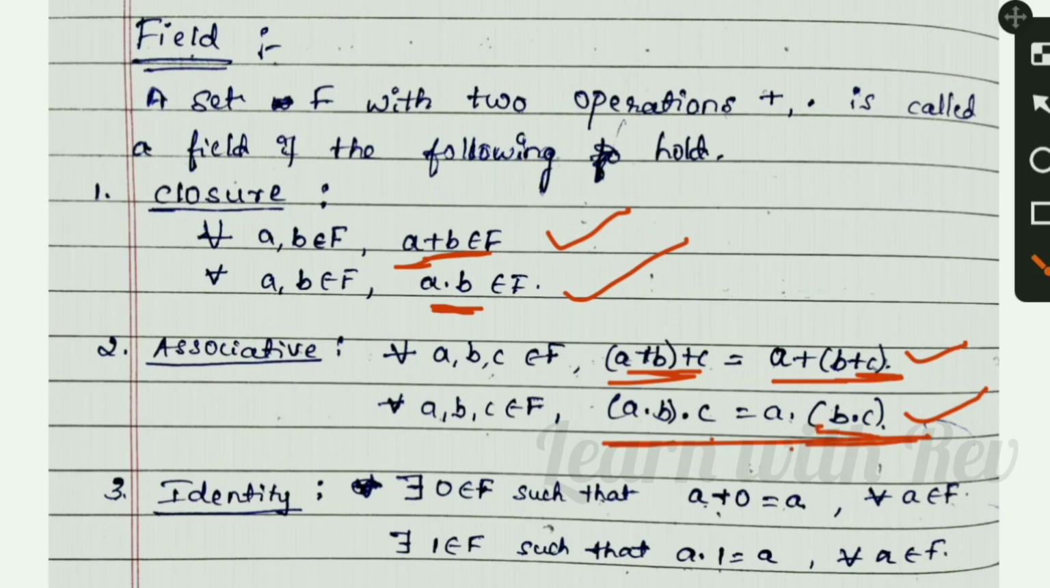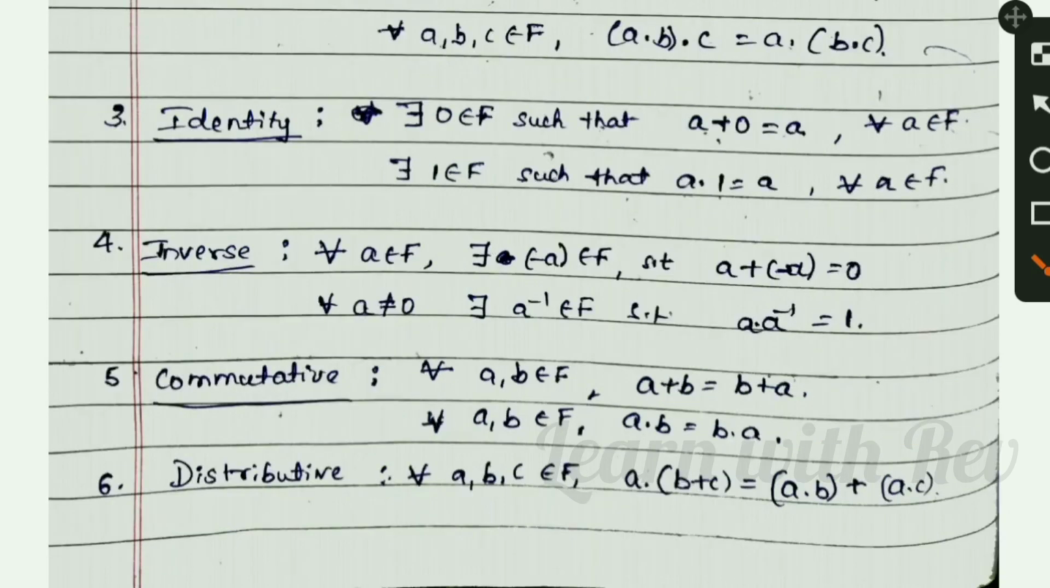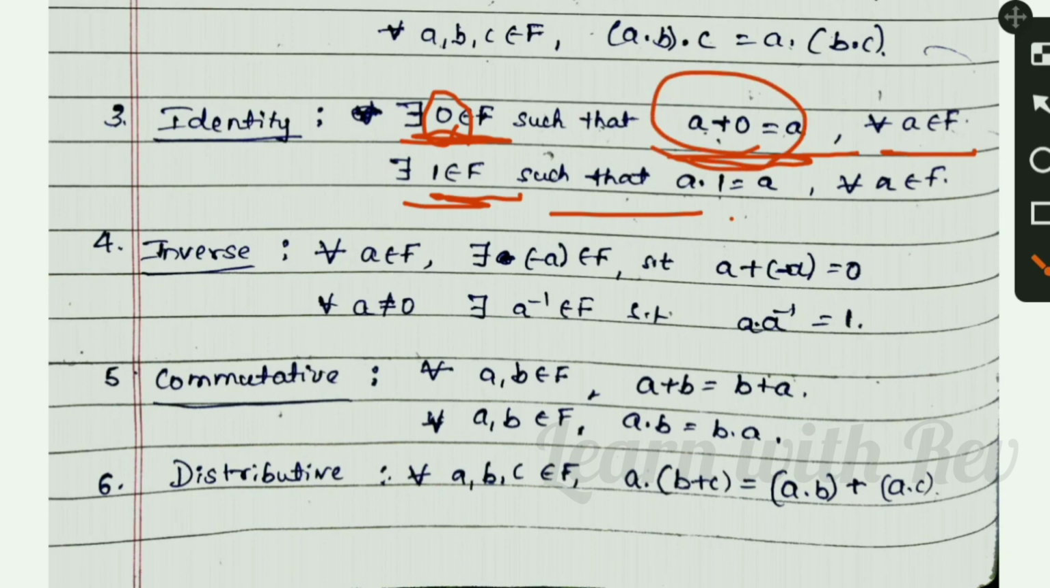Okay, so next, third: identity. There exists 0 belonging to F such that A plus 0 is equal to A for all A belonging to F. So here the identity is 0 for addition. There exists 1 belonging to F such that A into 1 is equal to A for all A belonging to F. Here 0 is the identity for addition and 1 is the identity for multiplication.